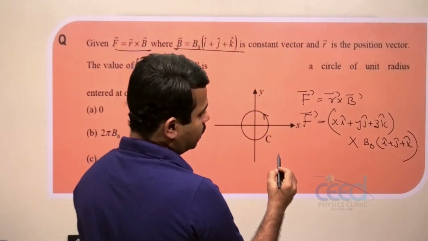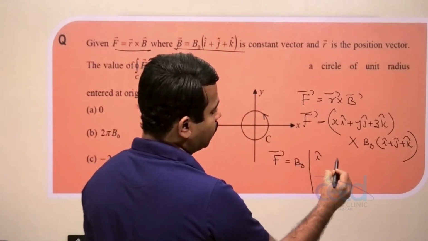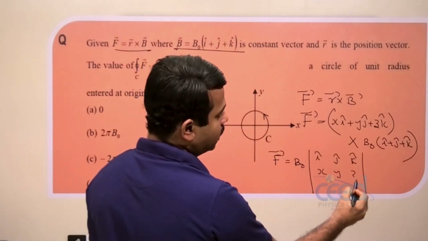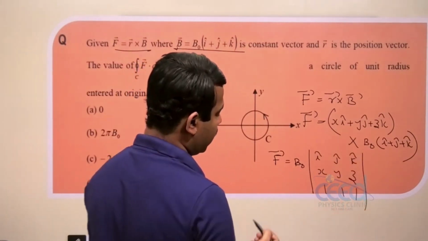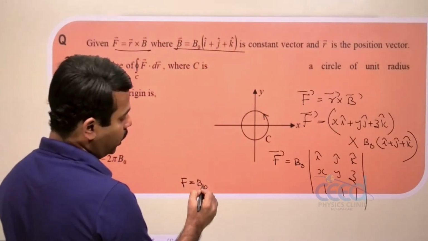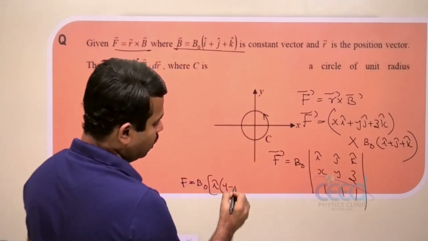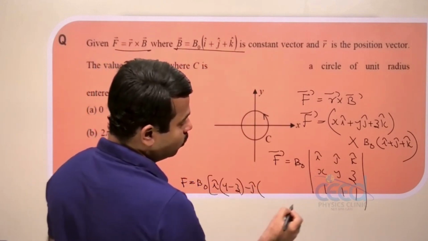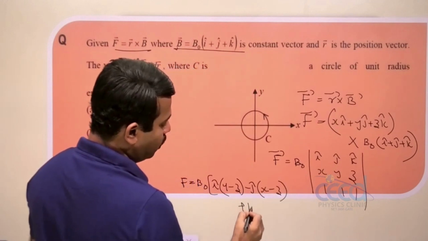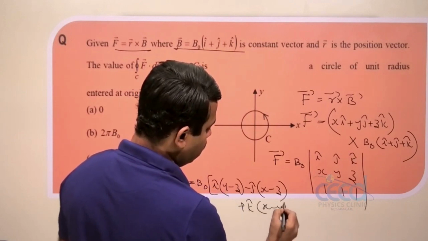Then what is f now? b0 is taken out, it is a constant, then i cap, j cap, k cap, x, y, z, 1, 1, 1, right? So I can write f is equal to b0 into [i cap (y minus z) minus j cap (x minus z) plus k cap (x minus y)], right?